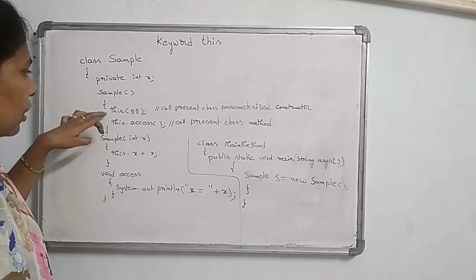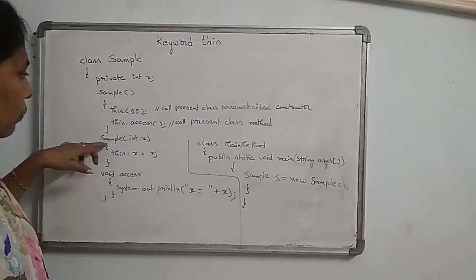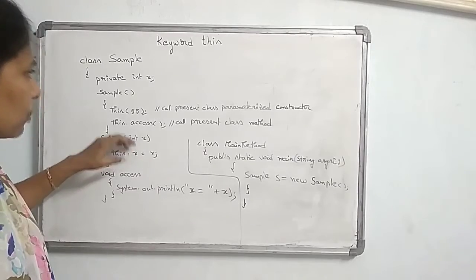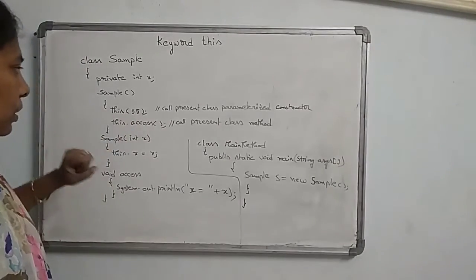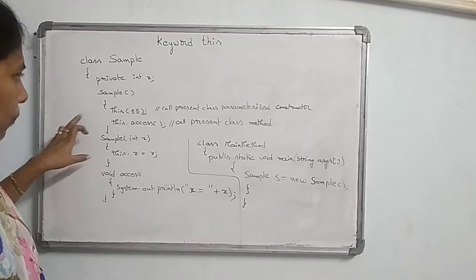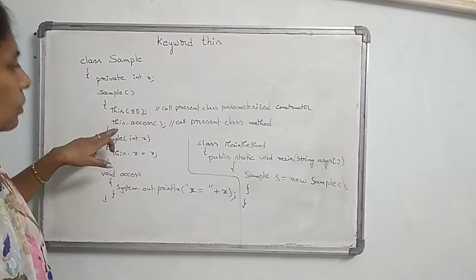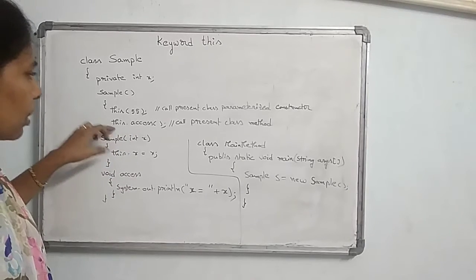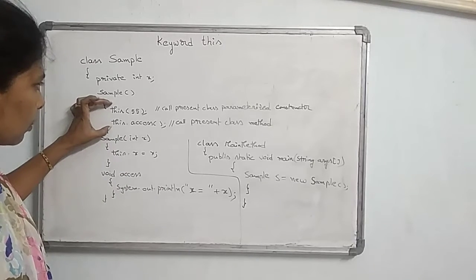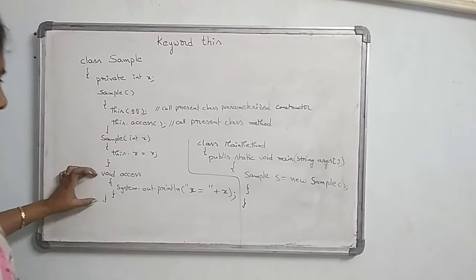In the present class we have Sample(int x). This is one of the constructors of the class. So this constructor must be called using this. Next, this.access, where access is a method of the class Sample. So I am accessing the method access through this operator. In that case, we will call the access method. These statements are used for calling the constructor, and another one is calling the method.